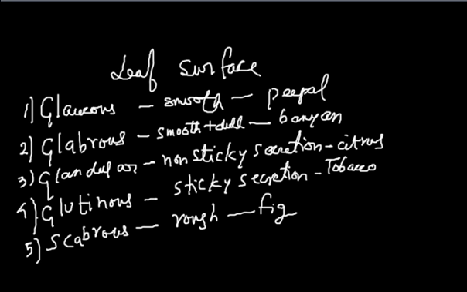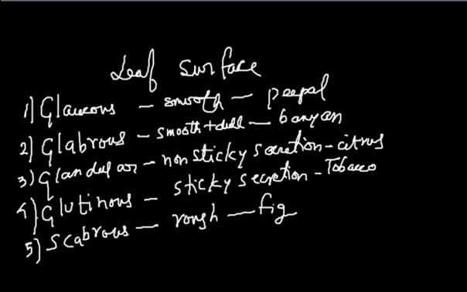The third case we look into is the glandular, and as the name itself explains, it means that the leaf surface has secretions by glands, and secretions are mostly non-sticky. An example is citrus. Fourth case, again similar to the third one, but the difference being that secretions are sticky. That's why we call it glutinous, and an example is tobacco.